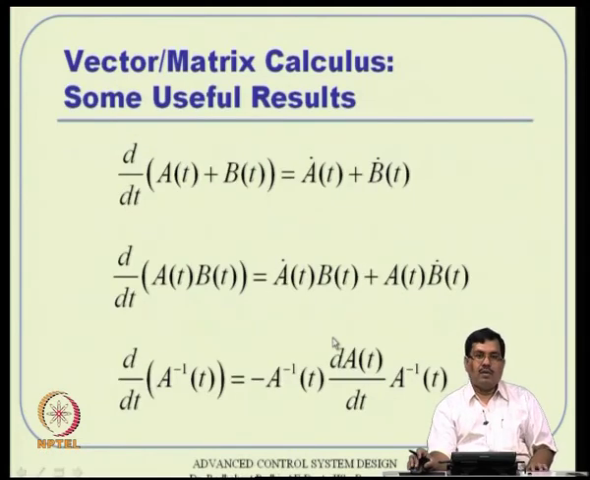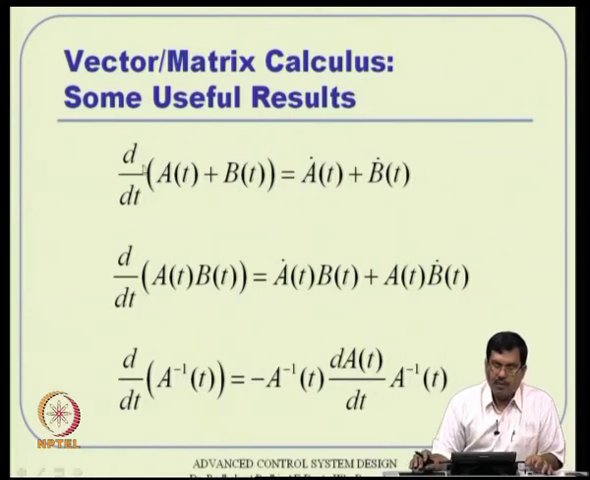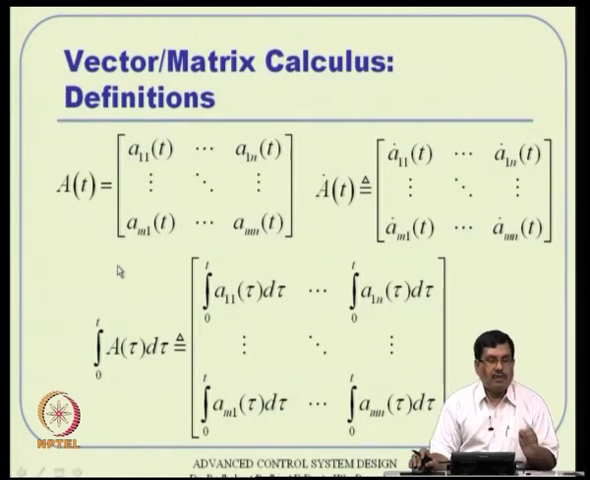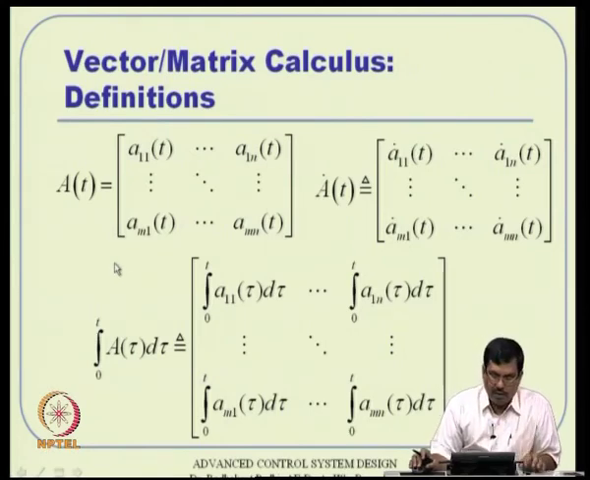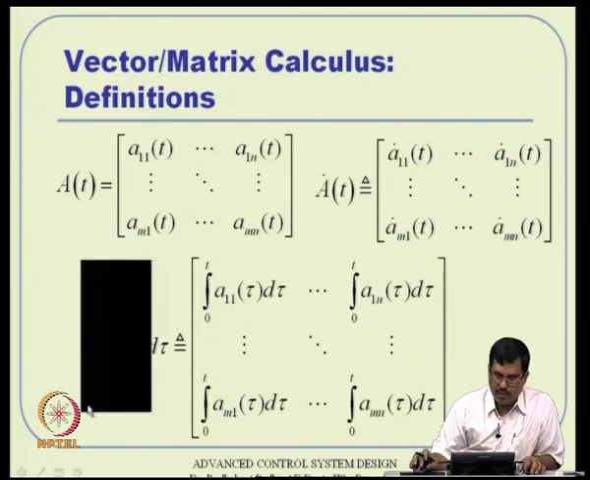And then it turns out there are some useful results which will tell what will happen if I have d by dt of a plus b. Then it is very clear that it will be a dot plus b dot, simply from definition. If I have a and b matrices like this, I can take d by dt of a b. Let us probably do that very quickly, that is rather easy.